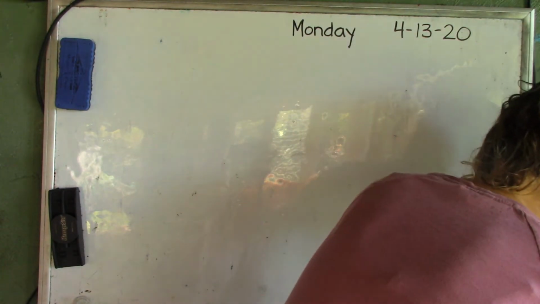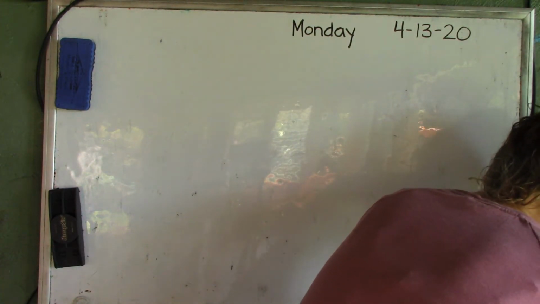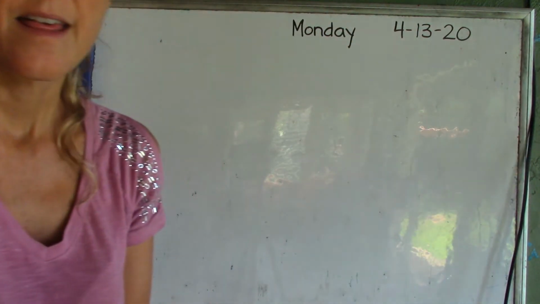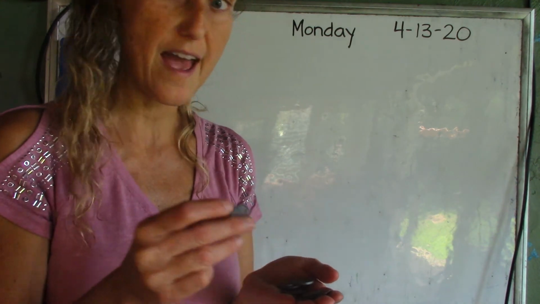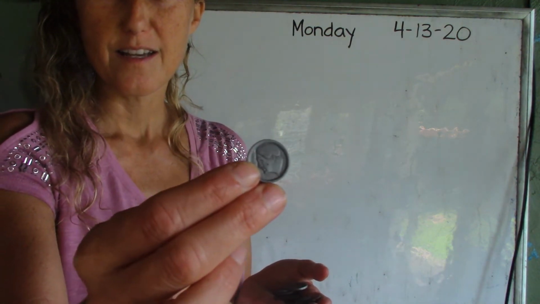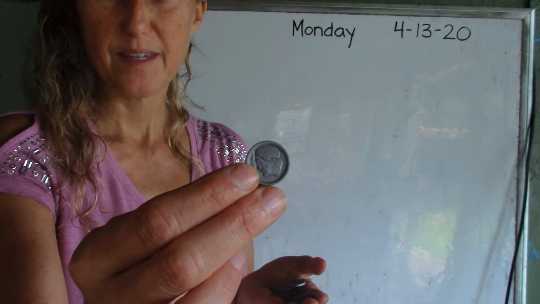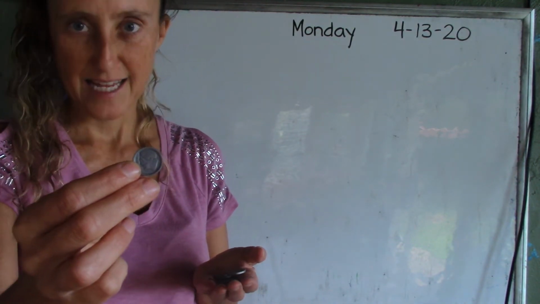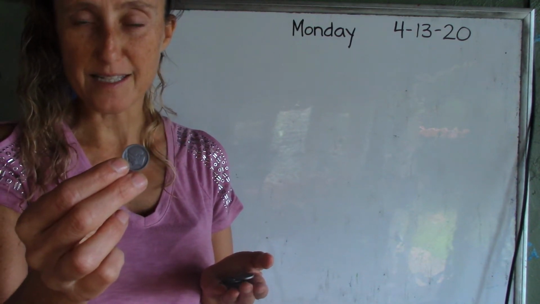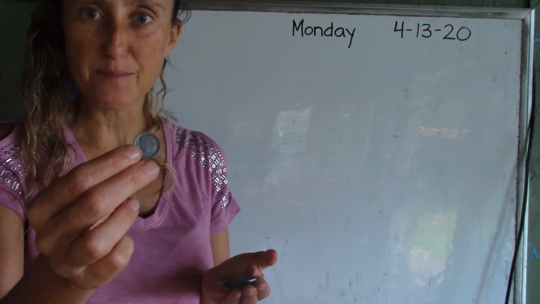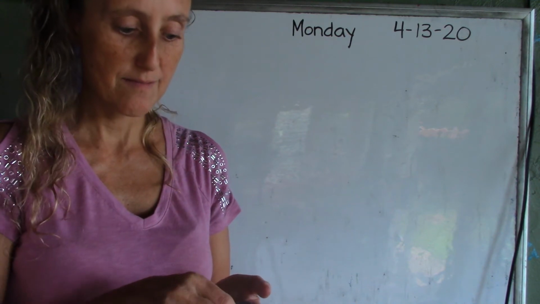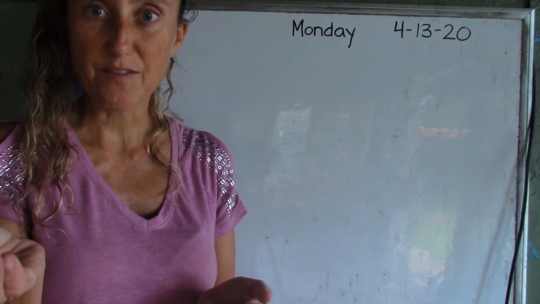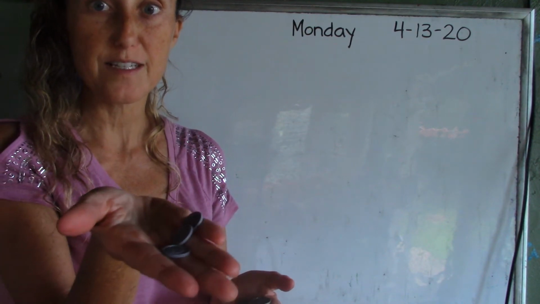All right, today I have some coins. And my coins that I have, I have 3 of these. What are these? Do you remember what these are? Dimes, right? And dimes are worth how much? 10. So if I have 3 of these, I'm going to count by 10s 3 times, right? 10, 20, 30. So I have 30 cents worth of dimes.